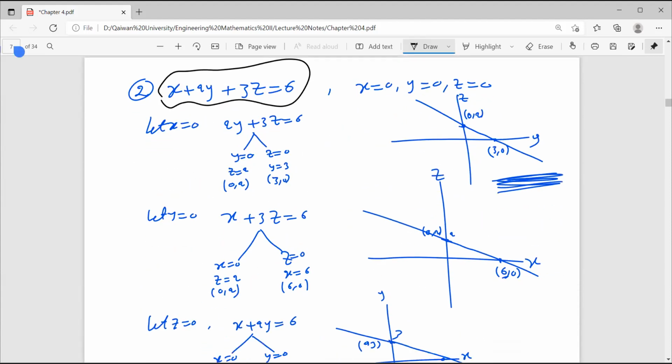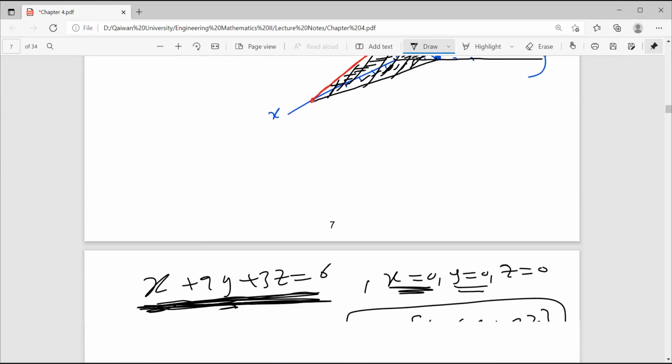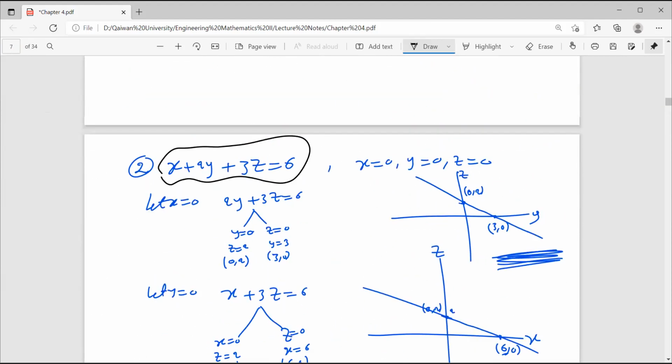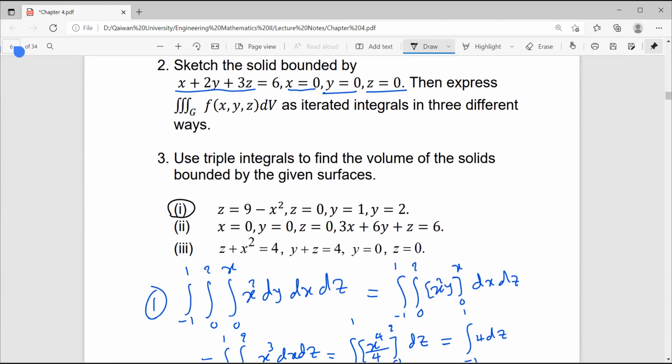For I, it says the solid is bounded by z equals 9 minus x squared, z equals 0, y equals 1, y equals 2. Here, the most important thing is how to find the limits of the integration. We don't need anything else. After finding it, just take the integration. That's all. z equals 9 minus x squared.